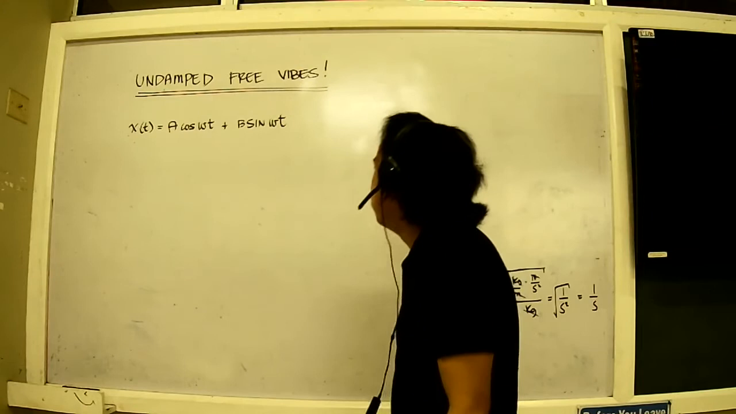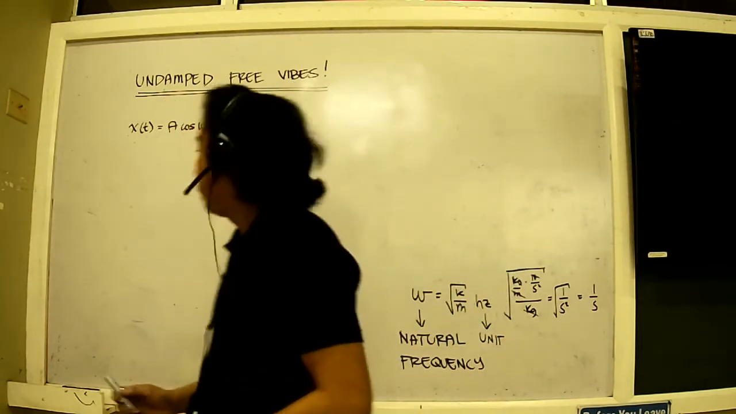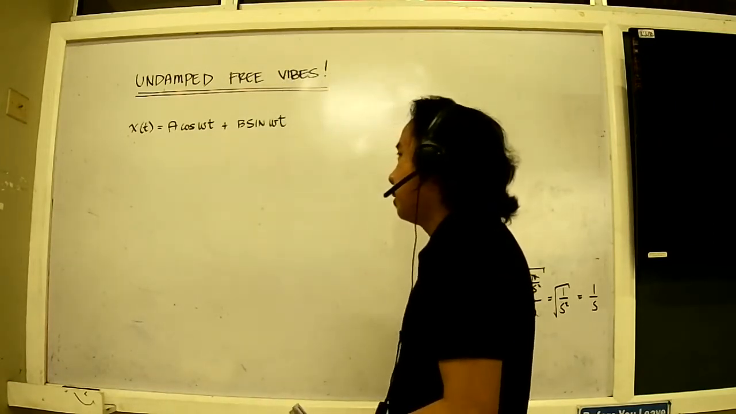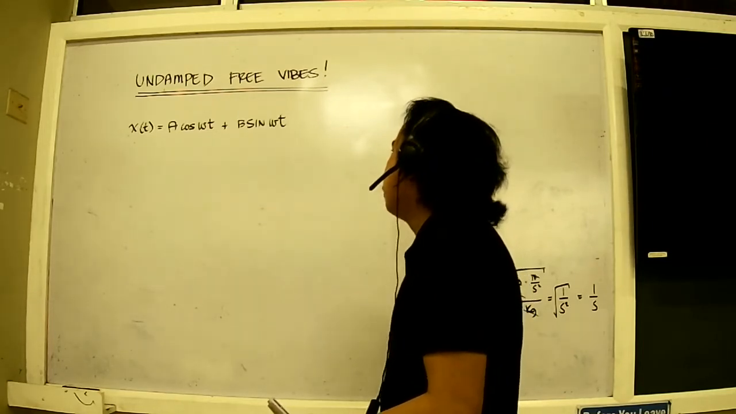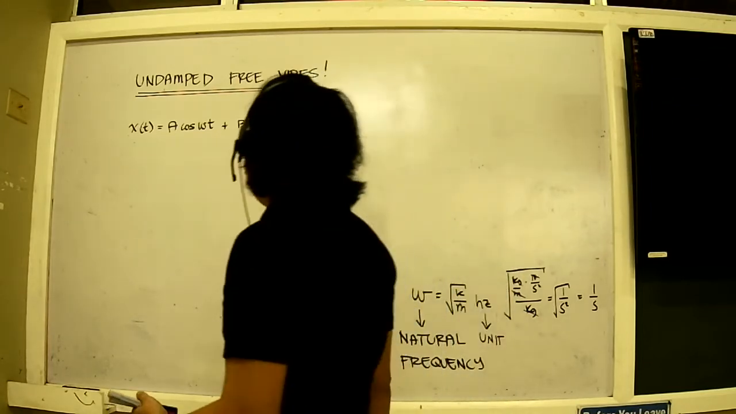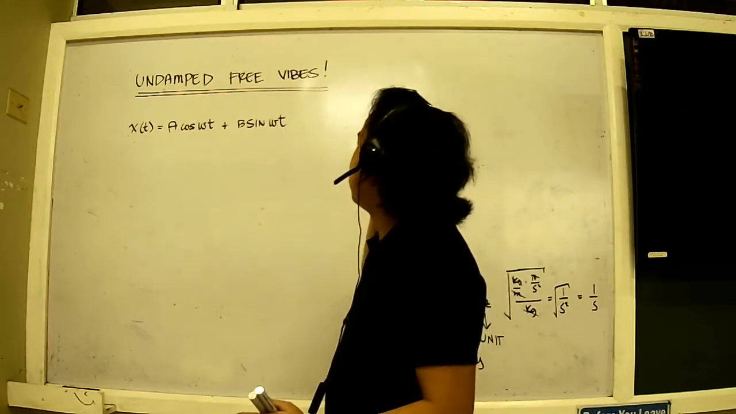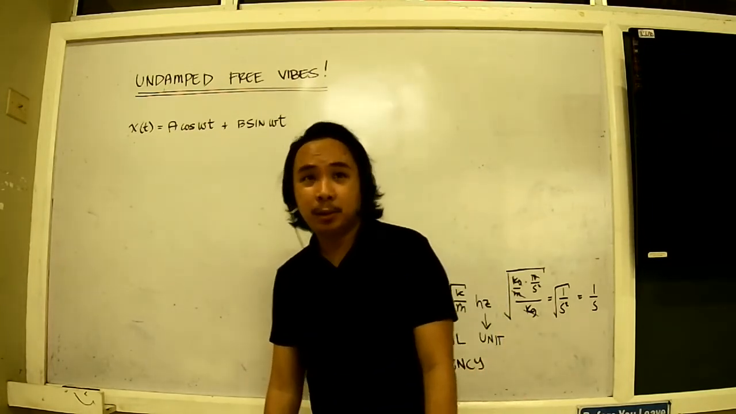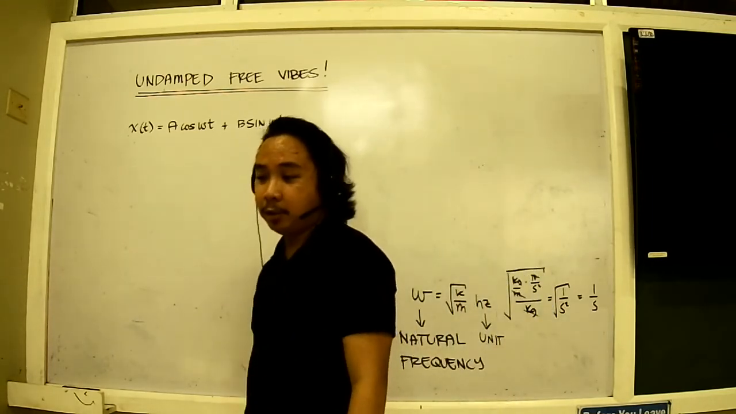Okay, so carry on where we left off after the break. We have the expression for displacement as x(t) is equal to A cosine wt plus B sine wt. Although the differential equation has been solved, we have yet to evaluate A and B, the arbitrary constants in the expression.